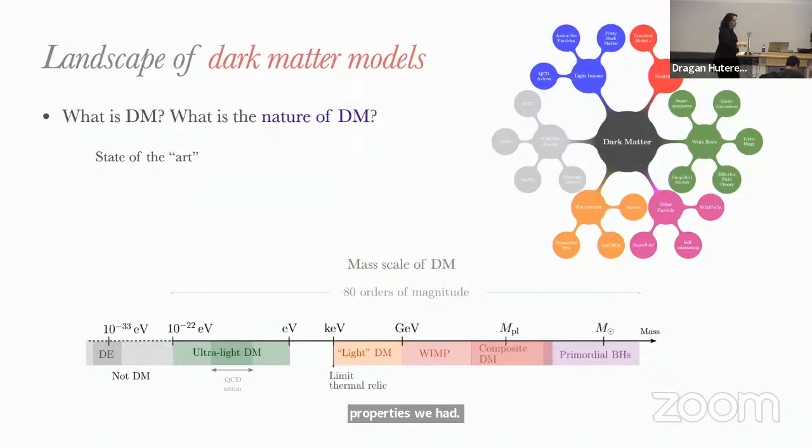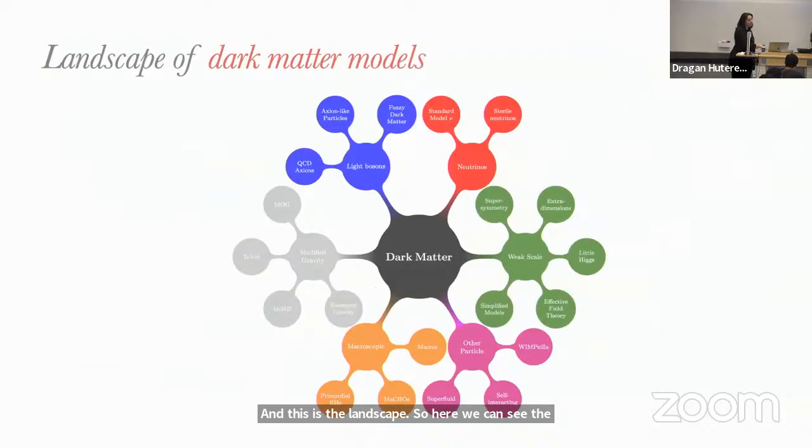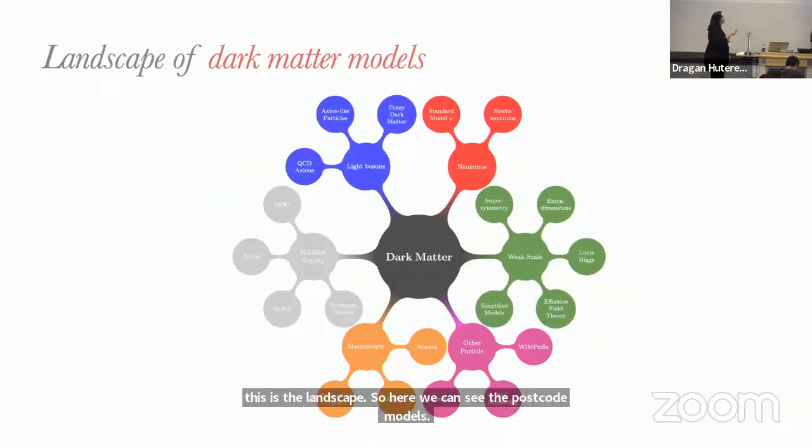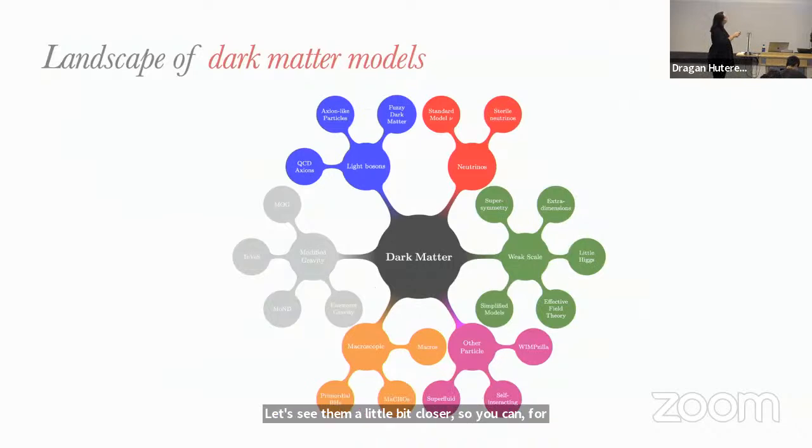So here we can see the possible models. Let's see them a little bit closer. You can, for example, say, oh, it's a particle. It can be light, or it can be a neutrino, or it can interact with a weak force, or it can be whatever other particle. But okay, I don't want a particle. I don't like particles. I want something microscopic. There's still a lot of things. Or no, I don't want a new particle. I'm going to modify gravity and get dark matter. So the possibilities are huge.